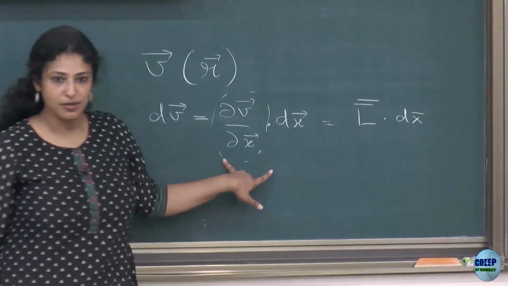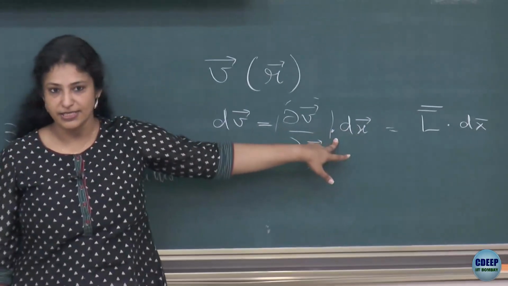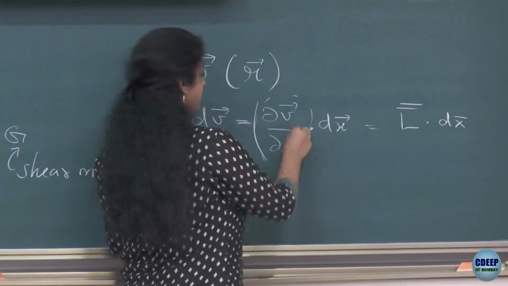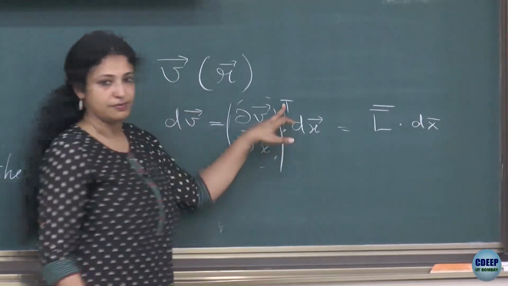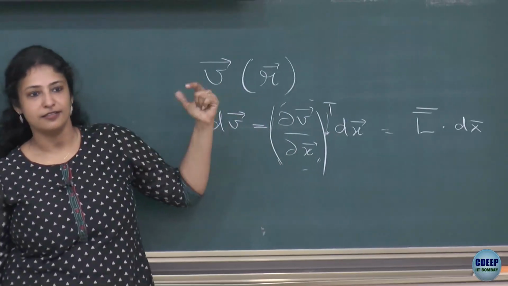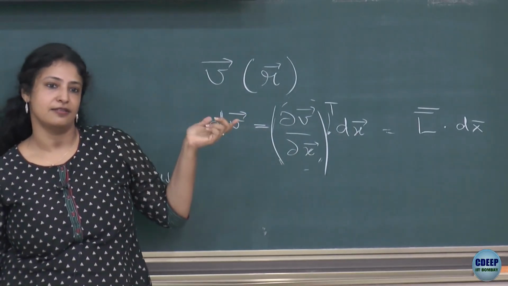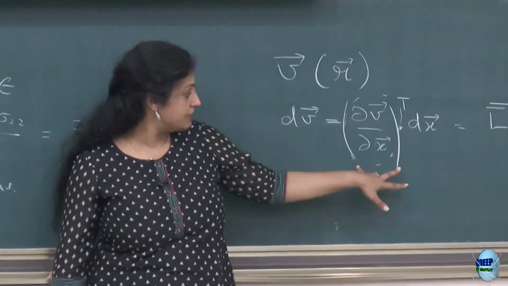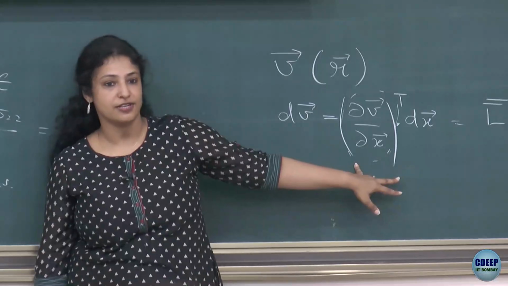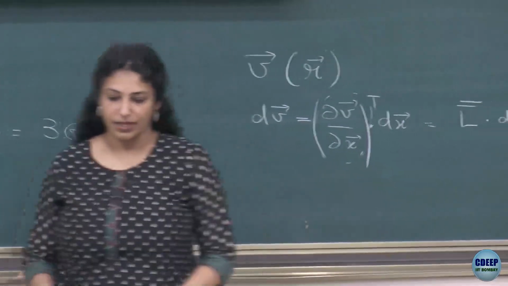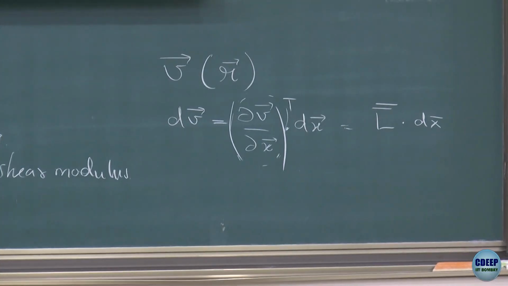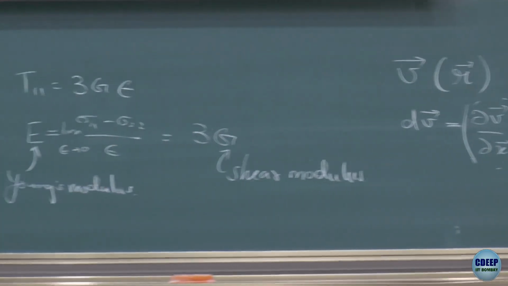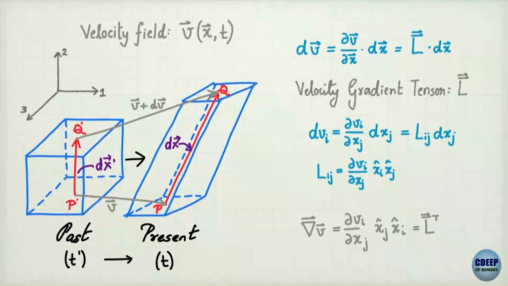Now again remember, because I am dotting dx from this side, I am actually taking a transpose of this. Just like we defined F as the transpose of that gradient, similarly here we are defining L as the transpose of the velocity gradient vector, right. And so, we could write using index notation that L_ij is ∂V_i/∂x_j.